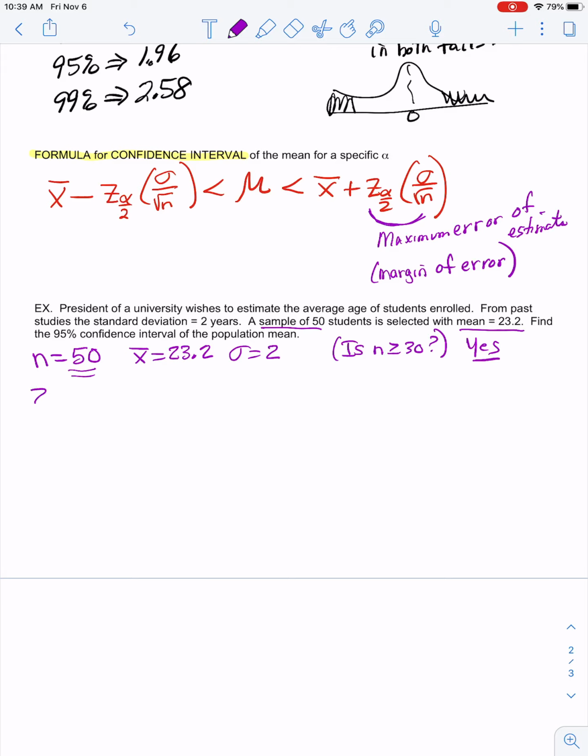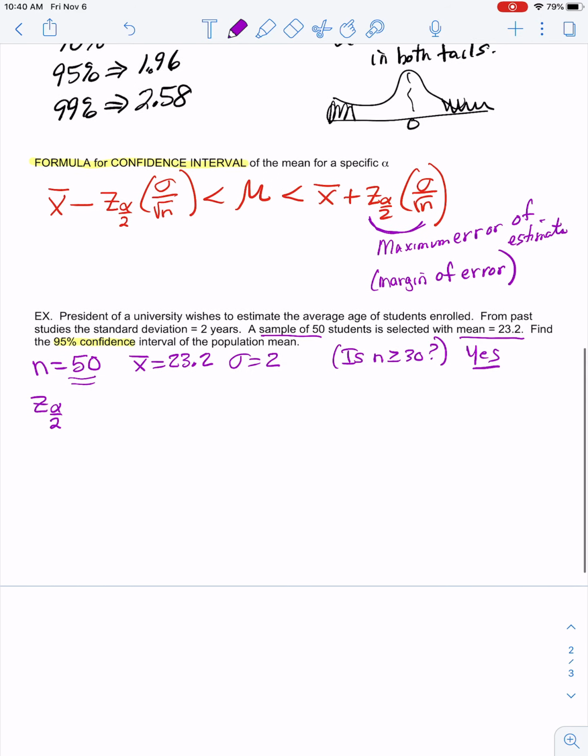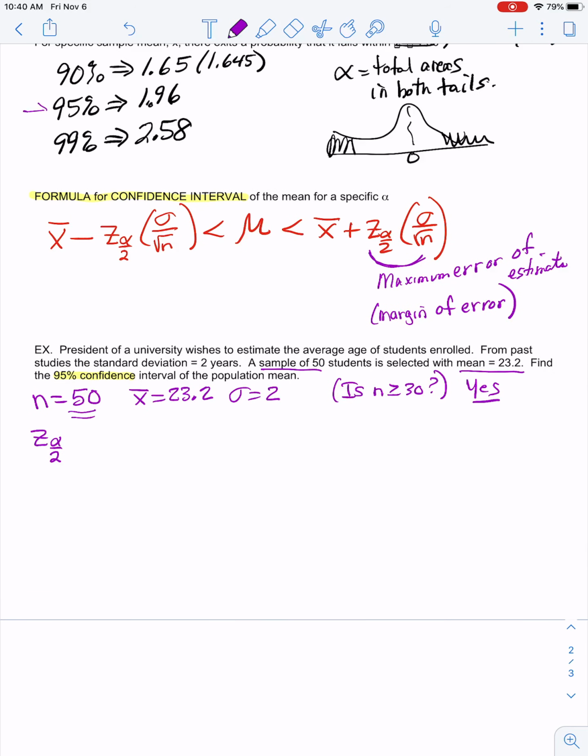Do we know the z alpha over 2 level that we want? Well, let's see here. Somewhere it gives us the percent. There it is. 95% confident. So if we want to be 95% confident, our z alpha over 2 level is 1.96. All right, so let's do our interval.